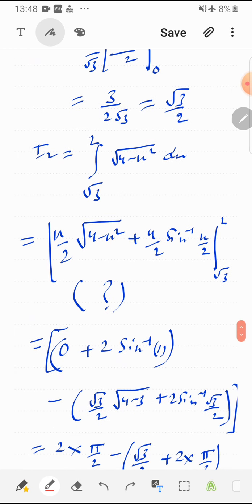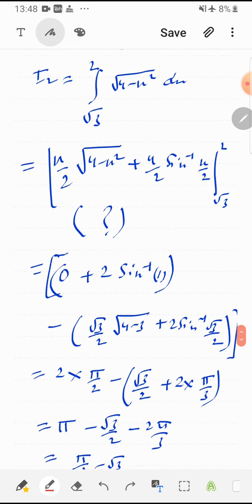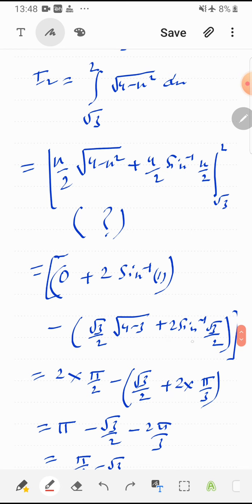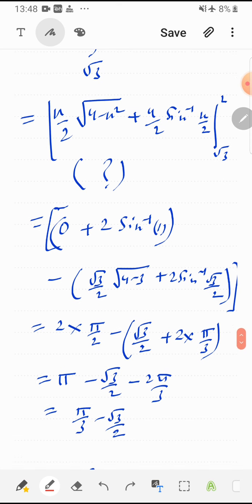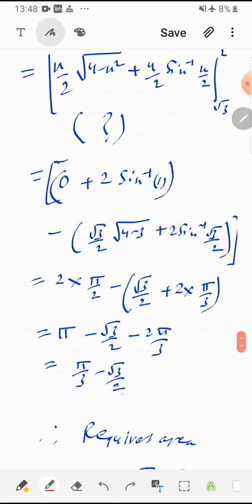Now this time lower limit is not 0, so it is not so easy, but still it's not complex. So I am putting x as 2, so this term becomes 0. X is 2 here, sin inverse 1, and when I put x as root 3, it is root 3 by 2, 4 minus 3 whole under root plus 2 sin inverse root 3 by 2. Remember, minus sign is there, so put bracket properly. Now this is pi by 2, 2 into pi by 2 is just pi, and after that it is root 3 by 2, it is 60 degree, so it is 2 into pi by 3. So pi minus 2 pi by 3 is pi by 3 minus root 3 by 2.